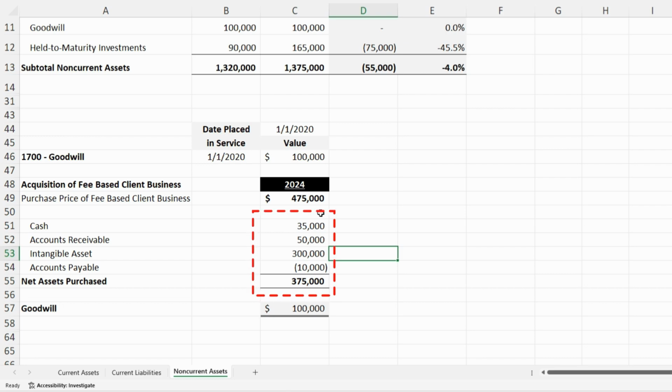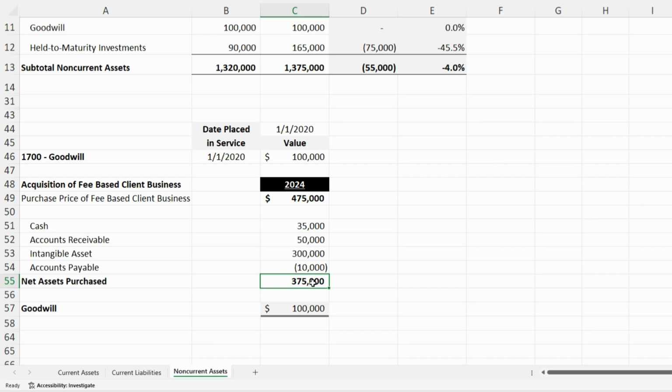So the purchase price was $475,000, and we got assets of $385,000 in this acquisition, and then we took on liabilities of $10,000. So that's a net value of $375,000. So we've gotten net assets of $375,000, but we paid $475,000 to actually buy the business.